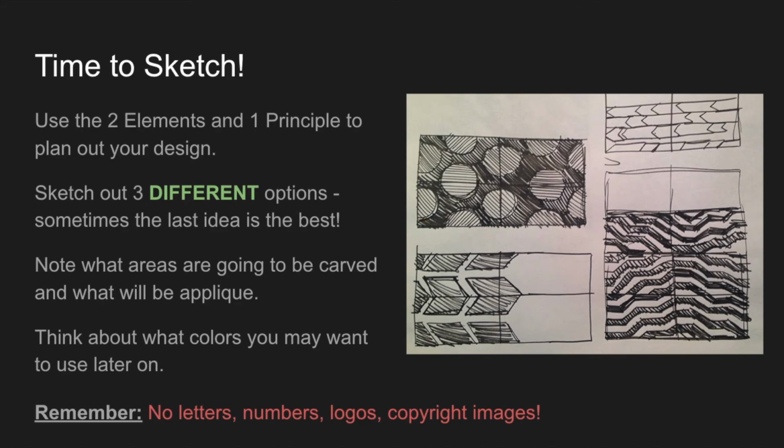Also, you can start thinking about what colors you want to use later on. We'll be using something called underglaze, so you'll have pretty much all the colors of the rainbow at your disposal. So if part of your focal point, if that's one of your principles, you want to have color be part of it, jot that down so that way you have that idea.